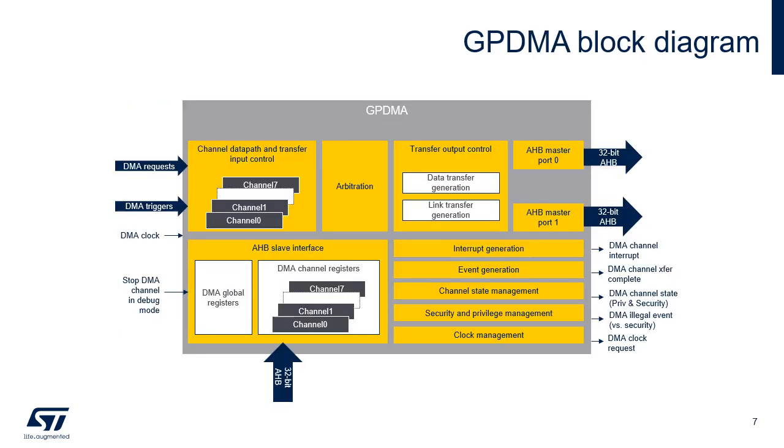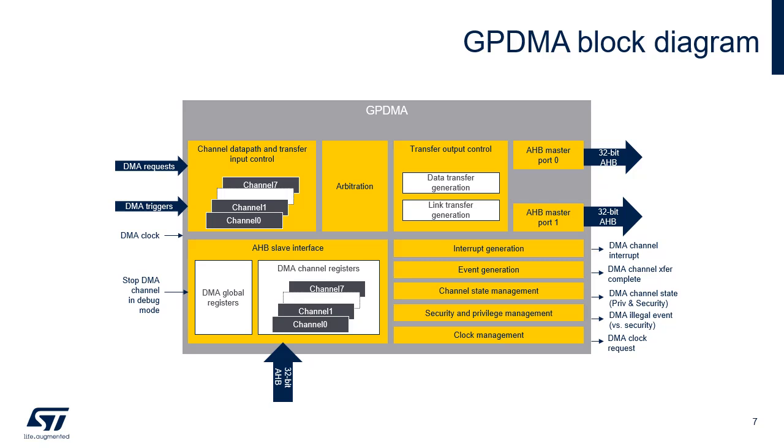The block diagram of GPDMA is depicted. The requests and triggers are received on the left. They're used to activate channels that are then arbitrated. The transfer output controller is in charge of generating the data transfer and the link transfer, which consists in loading the linked list item. The DMA controllers also have an AHB slave interface to enable an access to the global registers and to the channel registers. The DMA controller issues interrupt requests and DMA channel transfer complete events.